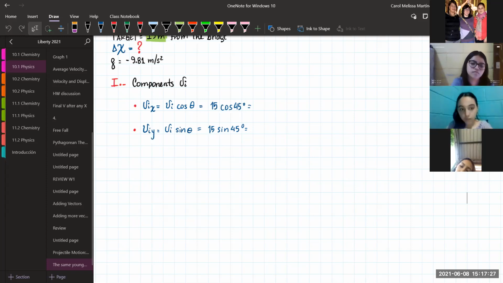How much did you get? 10.61 meters per second. Exactly 10.61 meters per second, both. The reason why we got the same answer is because of the angle. If the angle changes, if it's not 45, then you will see that the two components are going to be different.